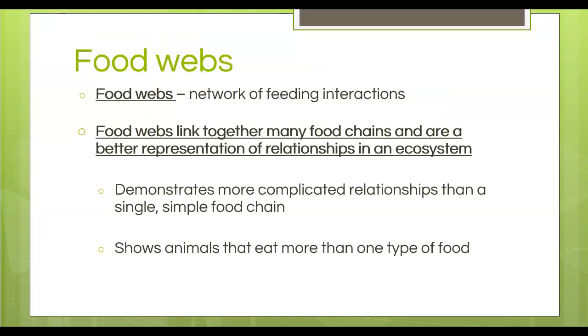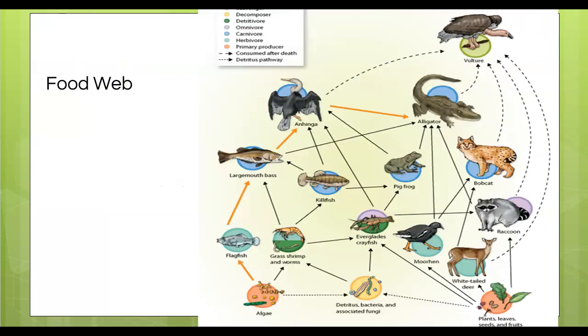A food web is going to be a network of feeding interactions. It's going to be more complex and more complicated than just a simple single food chain. A food web is going to link together many food chains, and it's really going to be a better representation of how everything's related within an ecosystem, because it shows animals are eating more than one type of food, they have more than one type of consumer. So here's an example of a food web.